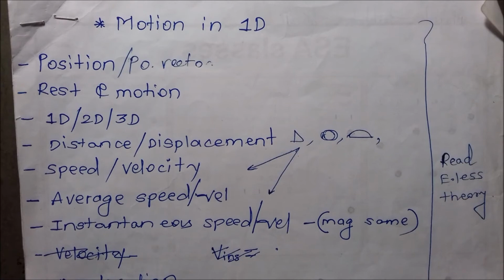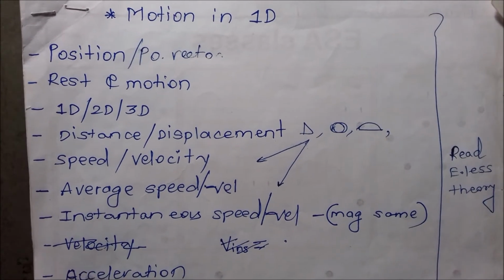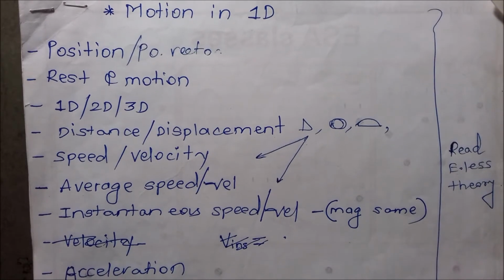Motion in one dimension. First concept is position or position vector. Position vector shows position of object. Then rest and motion. Change of position. If position is changing, then object is in motion. If position is constant, position is same with respect to time, then object is at rest.